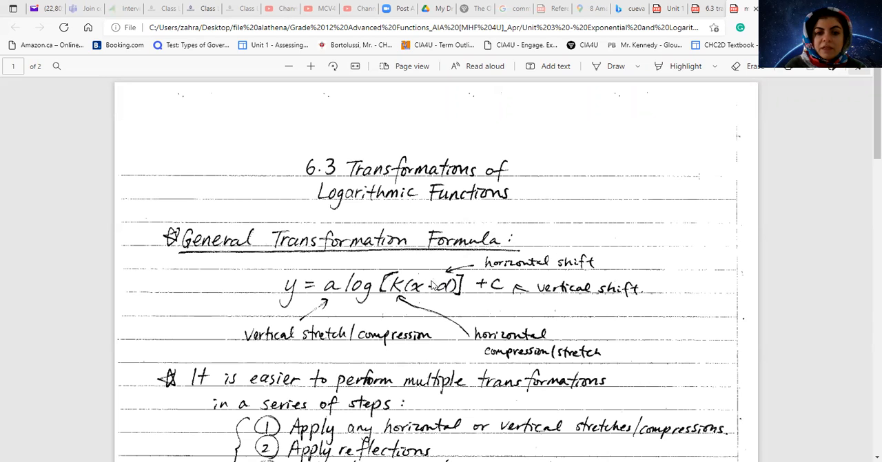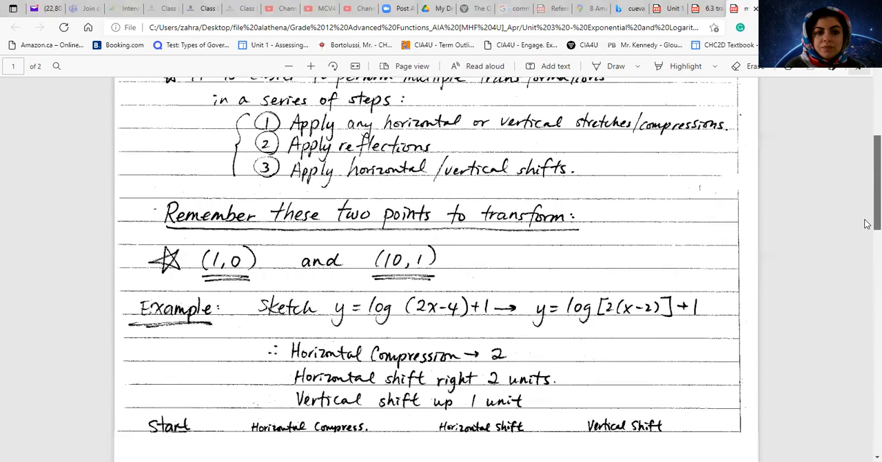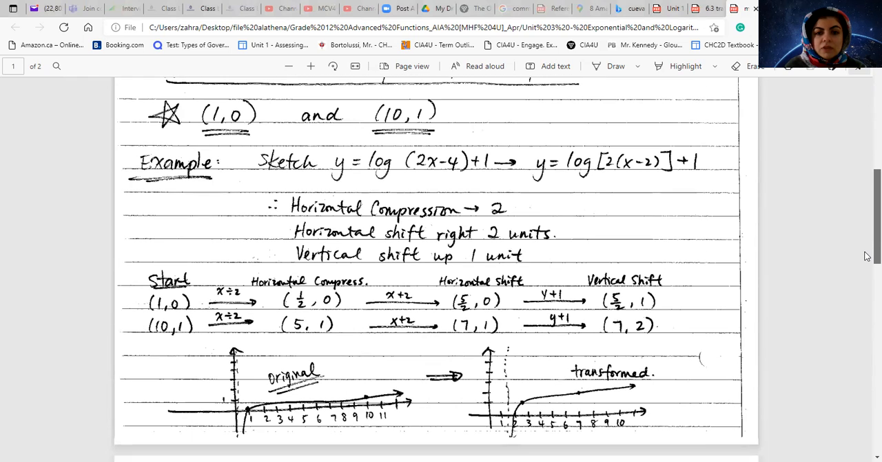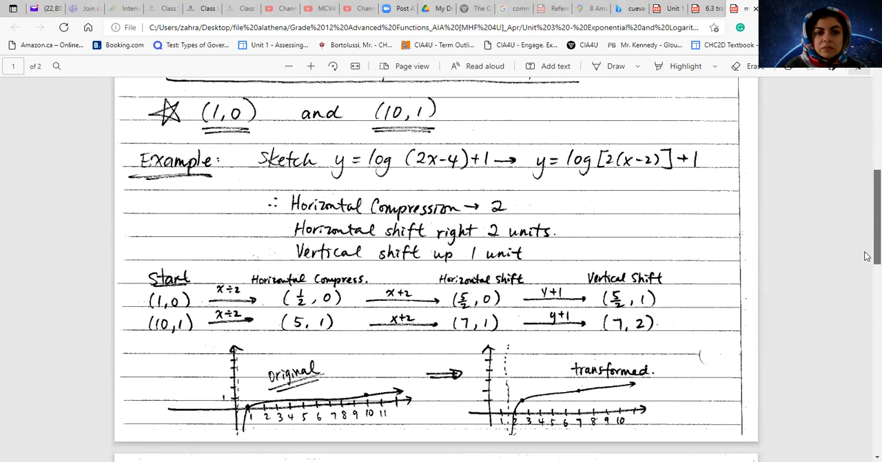d is to the right and left. Again, if this is x plus 1, that will be to the left, and minus 1 to the right. You want to do the mapping rule again here, doing an example to see what these points are going to be using these examples. So I have y equals log(2x minus 4) plus 1.